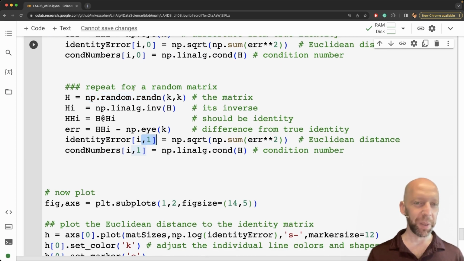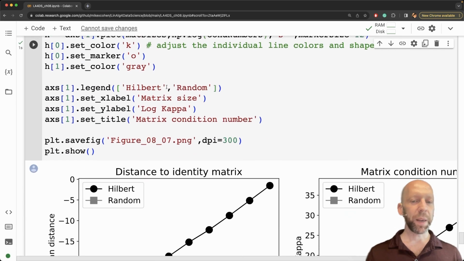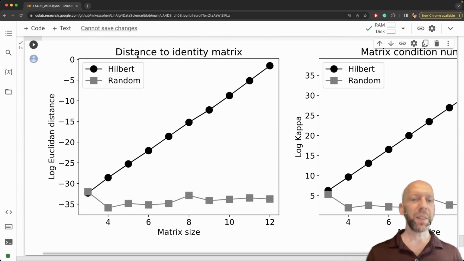Okay, well, except for the indexing here, of course. All right, and then I make this plot. Okay, so what is this plot showing? So this is the distance to the identity matrix. Now, in theory, all of these distances should be 0.